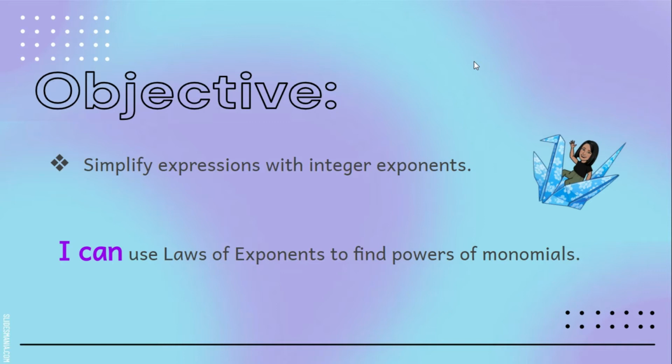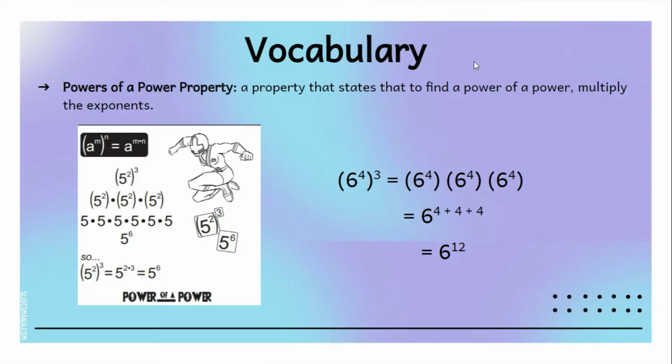Remember that a monomial, as we previously learned, is a term that might contain a number, a variable, or both, the product of a number and a variable. So the vocabulary terms that we need to own and understand are powers of a power property. This is a property that states that to find a power of a power, we must multiply the exponents. So this is sort of a formula or the algebraic expression of the power.